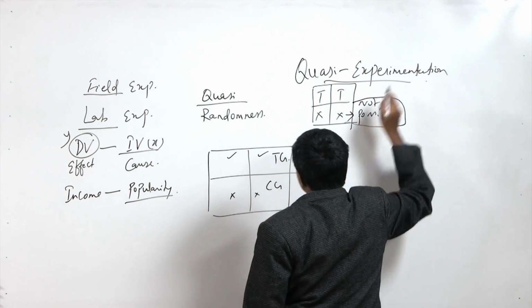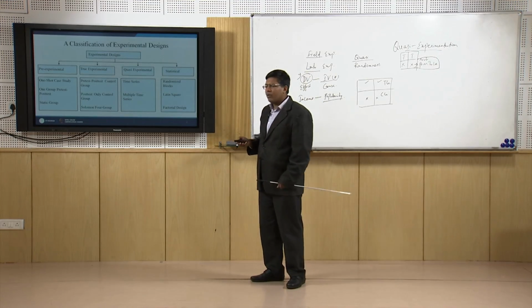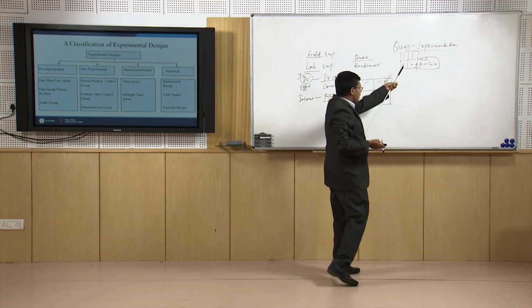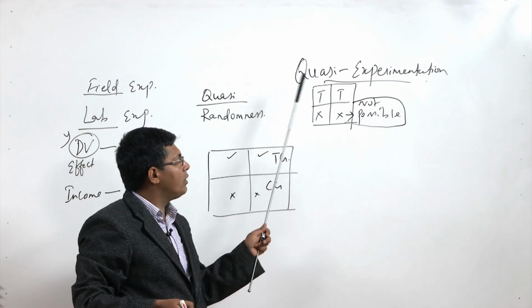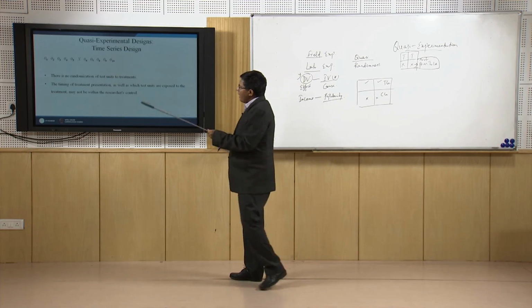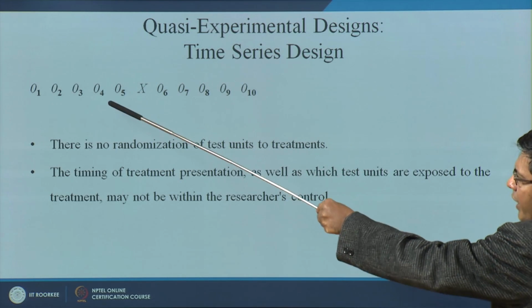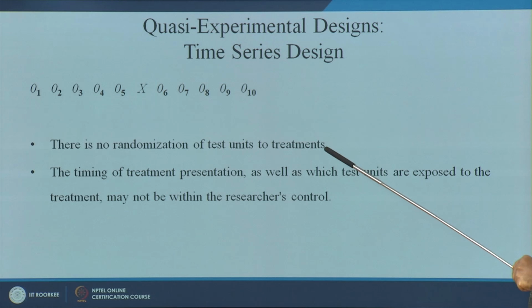Quasi experimentation. Let us take these two basic examples. As I said, I hope you understood that when you do not give a treatment, it is not always possible. The random factor is missing in quasi experiments. This is the time series design which I have taken. There is no randomization of the test units to the treatments. So, this is the biggest difficulty.